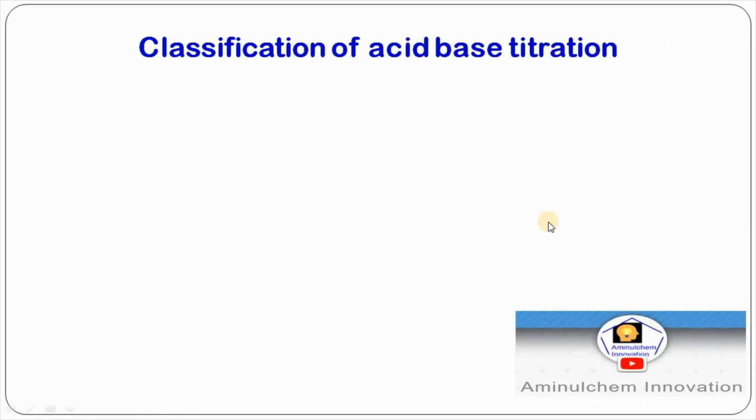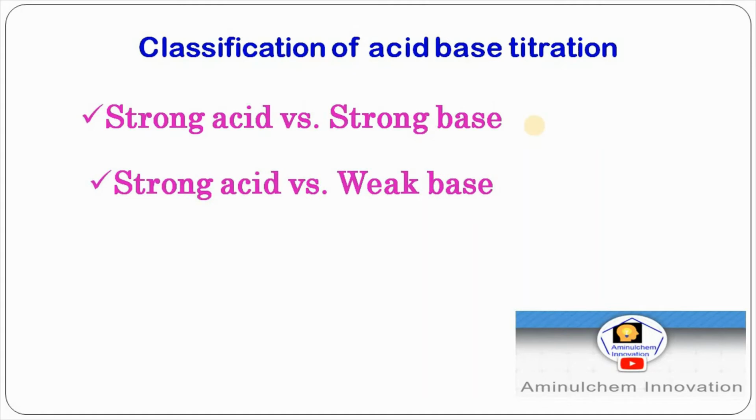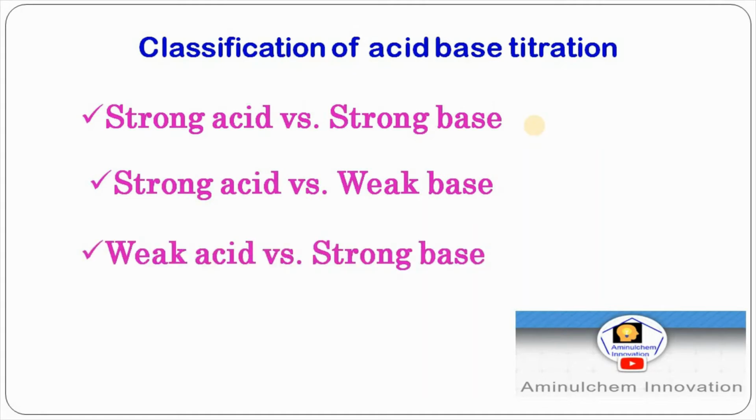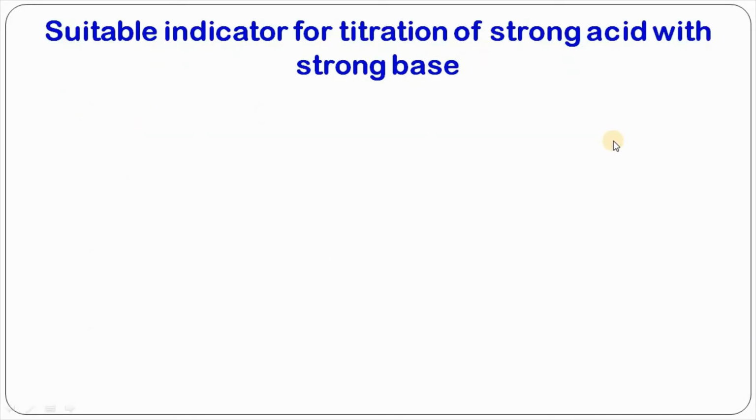Well, now classification of acid-base titration. Acid-base titrations are of mainly four types. First one is strong acid versus strong base, strong acid versus weak base, weak acid versus strong base, and weak acid versus weak base. So in this video I will show the first one, strong acid versus strong base.